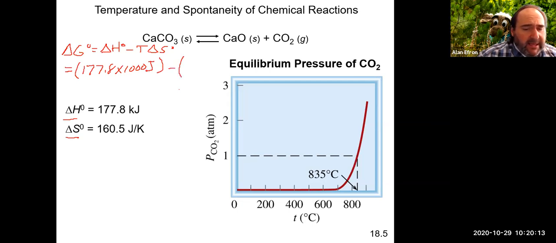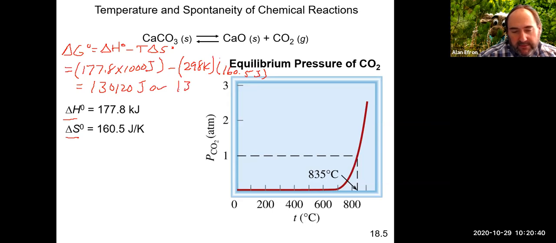Minus T, and remember that we do need to convert that into Kelvin. So that is 298 Kelvin. Because I converted my delta H into joules, I'm good to go in terms of just putting our number in, 160.5 joules. If we do all that, it looks like we get something like 120 joules, or approximately 130 kilojoules, which again, our delta G is typically given in kilojoules here.